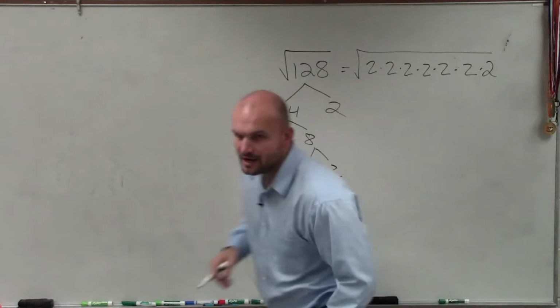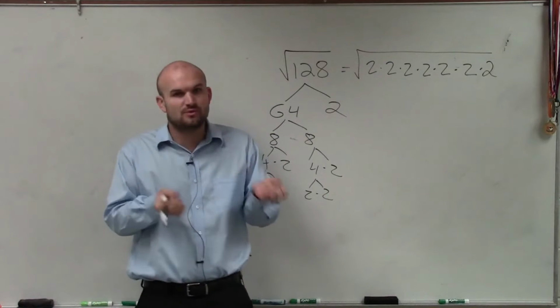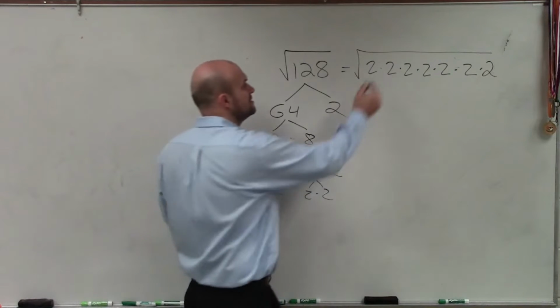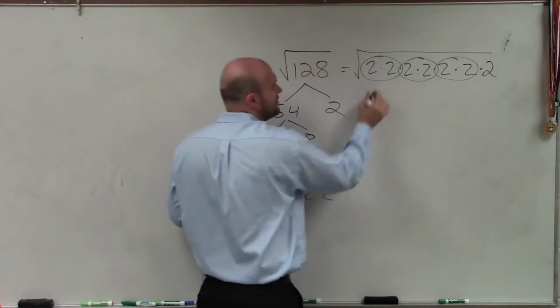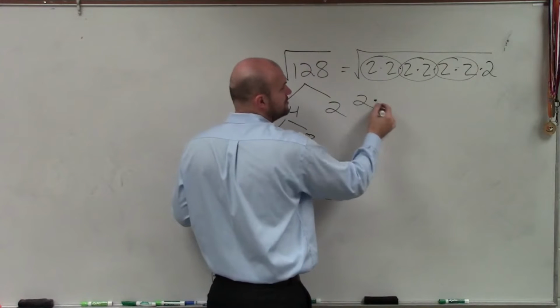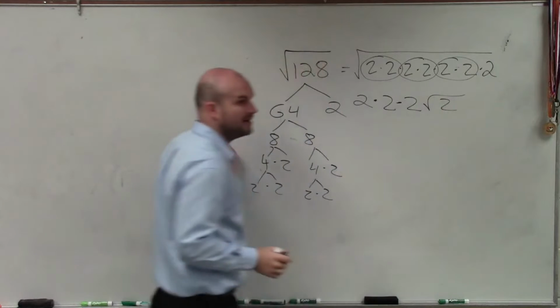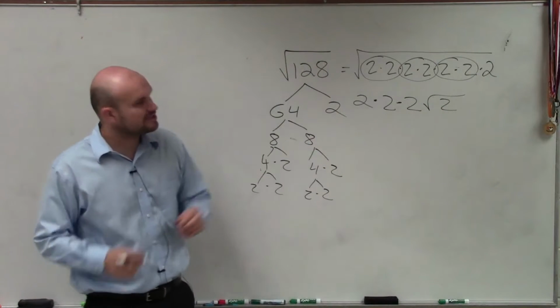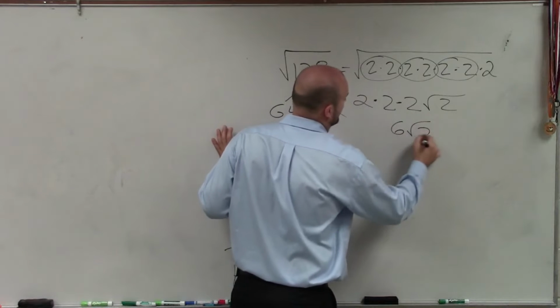Now when we're taking the square root with prime factorization, remember we want to take out pairs of numbers. So we're just going to group the 2s in pairs. Therefore, I can take out 1, 2, 3 2s. And then this last 2 does not have a pair, so it's going to remain under the square root. 2 times 2 times 2 is going to be 8, so 8 square root of 2.